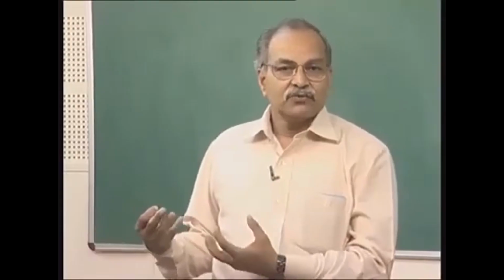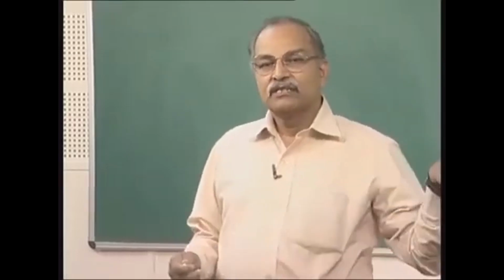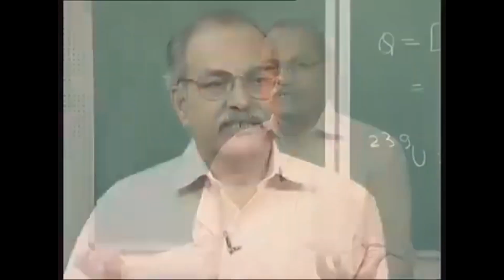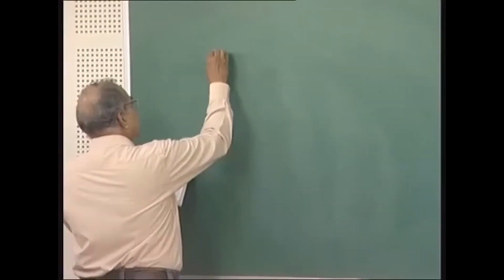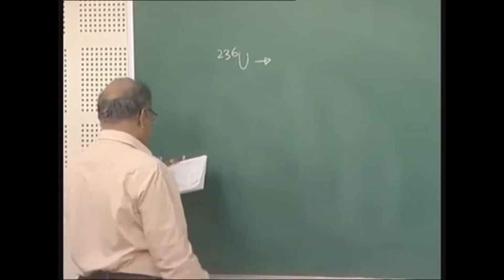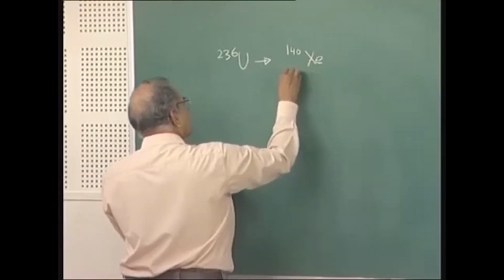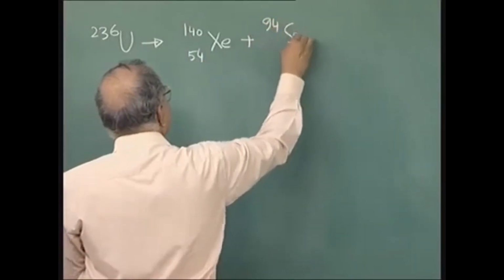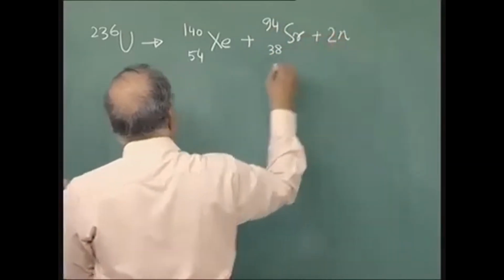It turns out that you do not have a unique combination, a unique pair of nuclei, in which this uranium 236 will split. You can have different possibilities, and let me write some of them. So, some reactions are as follows. This uranium 236 splits into 140 xenon, Z is 54, plus 94 strontium 38, and 2 neutrons are emitted.